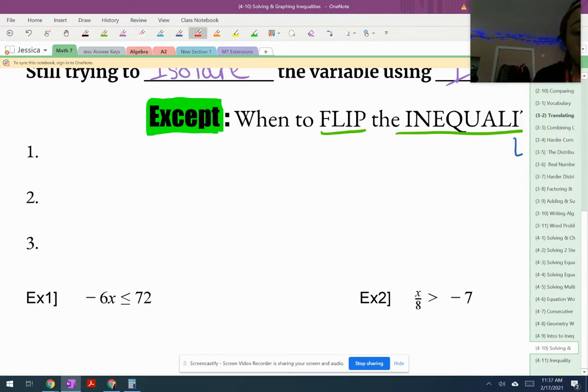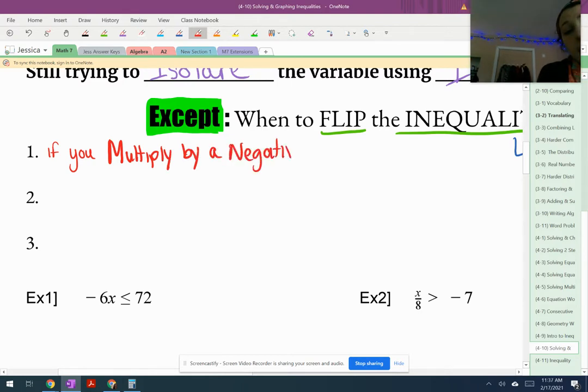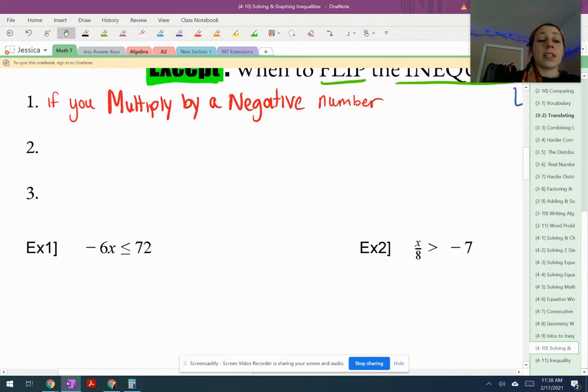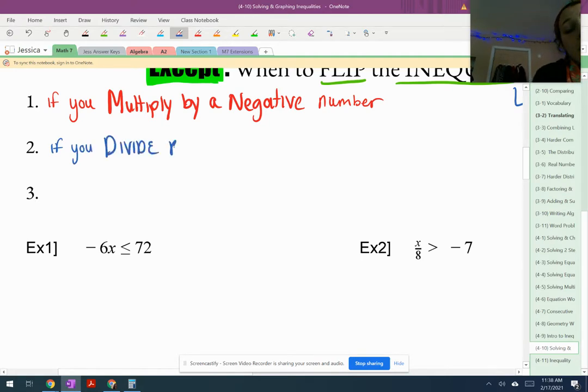And the first one is if you, keyword here, multiply by a negative number. The second situation where you would need to flip the inequality is if you divide by a negative number.